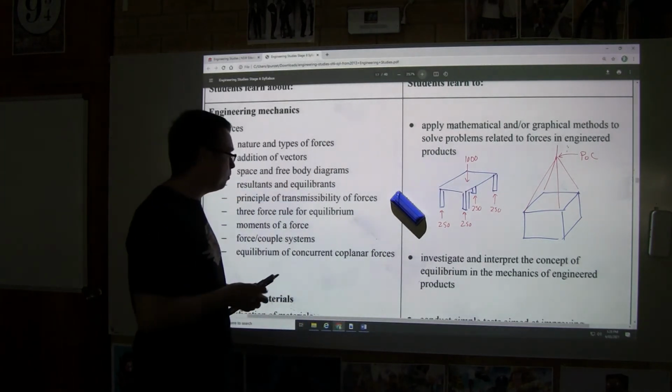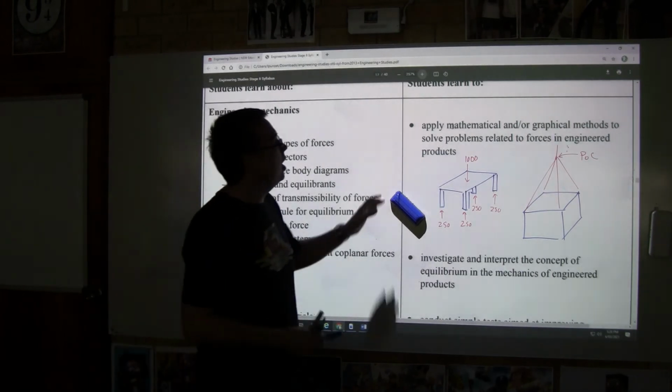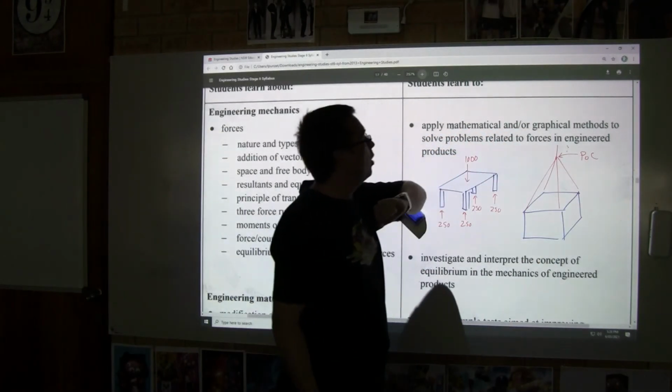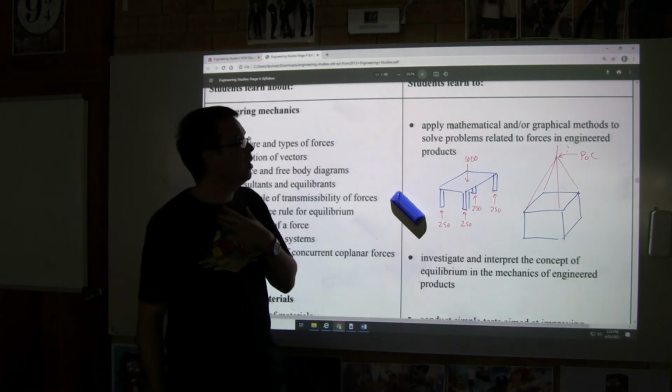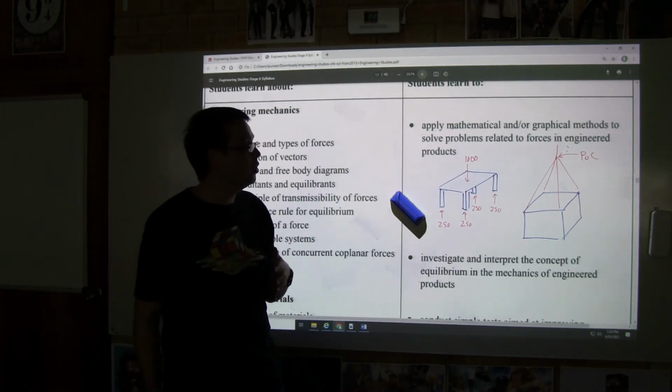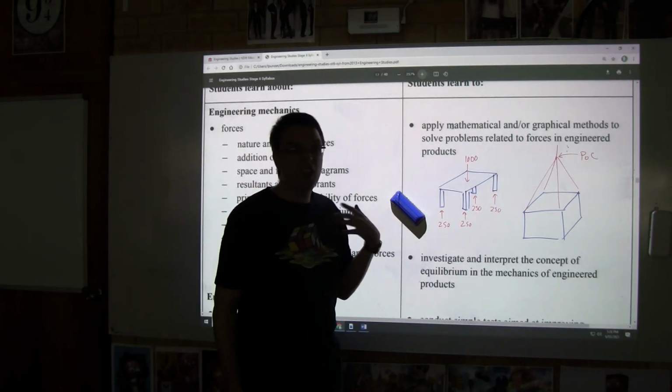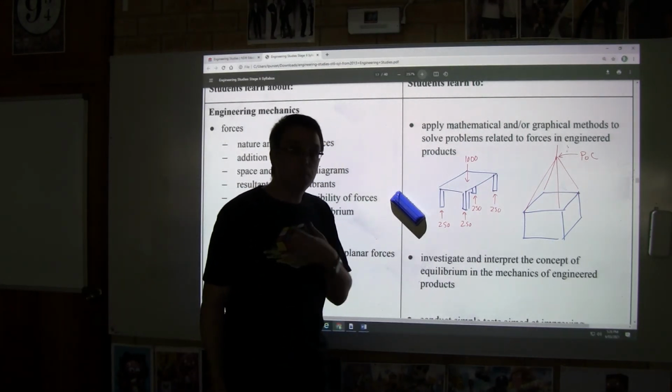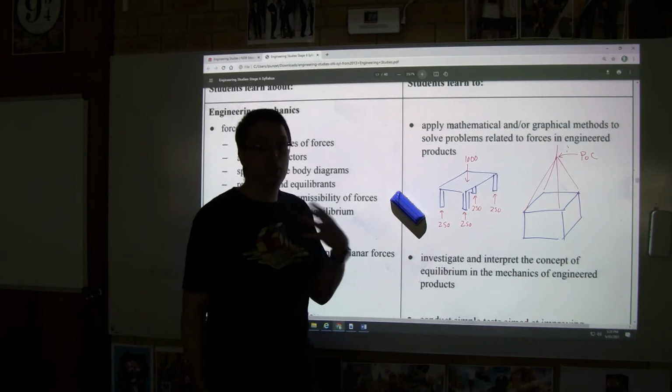Okay, let's have a quick look at the other side. Apply mathematical or graphical methods to solve problems. I will go through how to use both mathematical and graphical solutions to solve these things, but I will tell you that most people like mathematical methods better. Doesn't mean that they're right, but I like graphical methods, maybe I'm right.